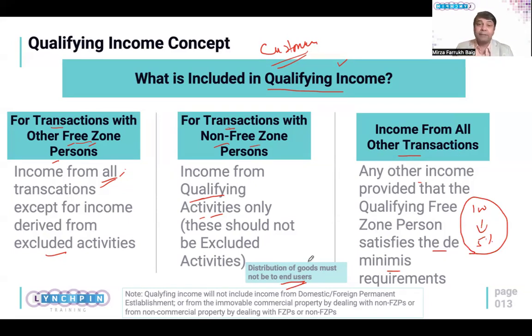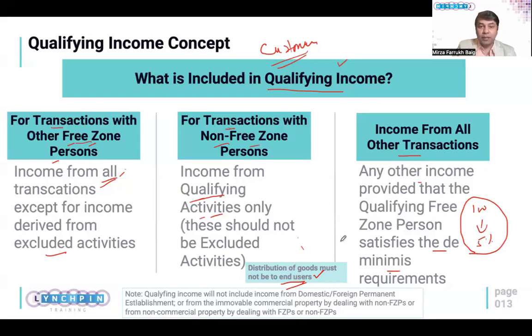But at the same time, if I am selling the same furniture to a company within the zone, and that company will be using this furniture for their own office internally, that would be considered an end user. In that case, I would not be able to call it qualifying income. This is a very crucial point to note: I should not be supplying to the end user. I should only be supplying to somebody who will be having it for business and it would be sold onwards.